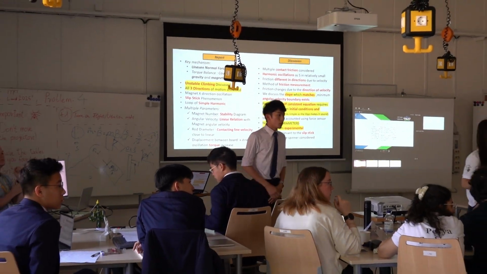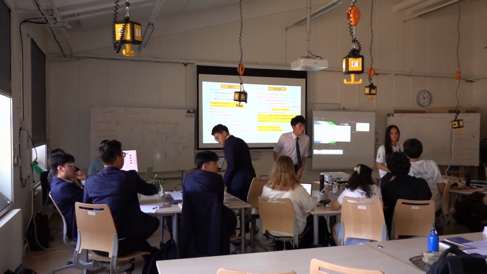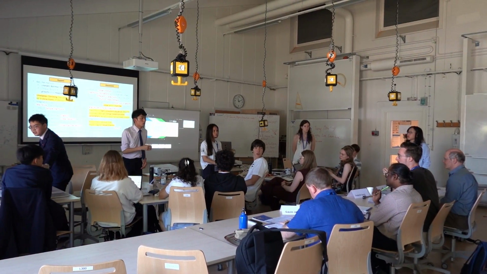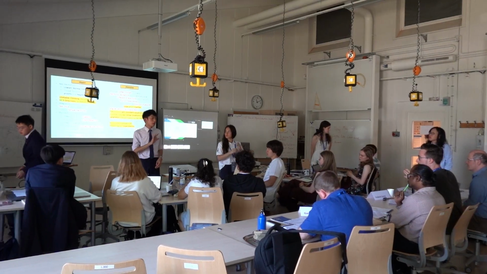And maybe to the reporter, how many degrees of freedom do you have in the system in original? For the magnet, 3. Okay.